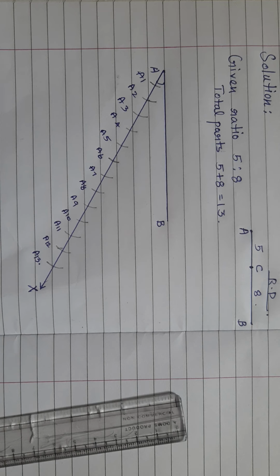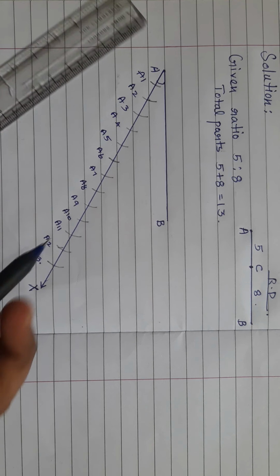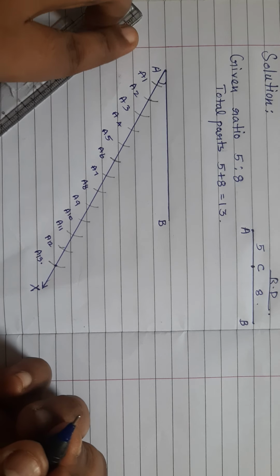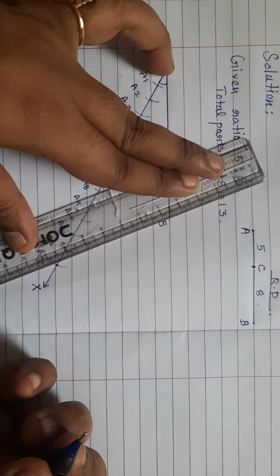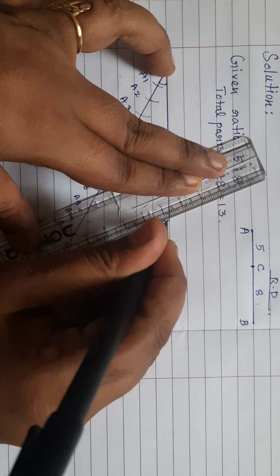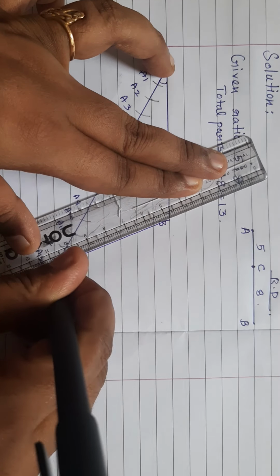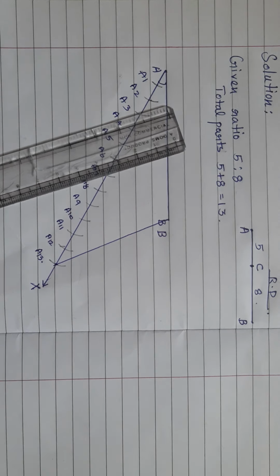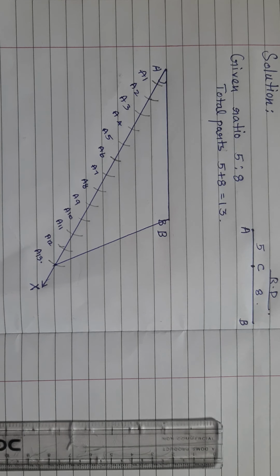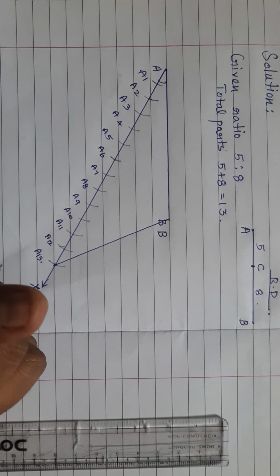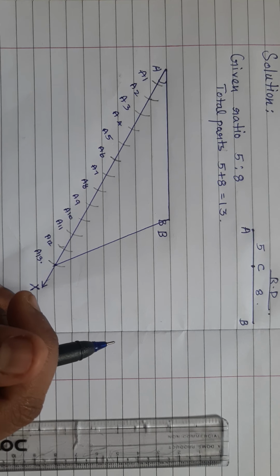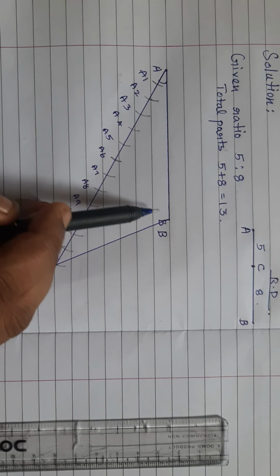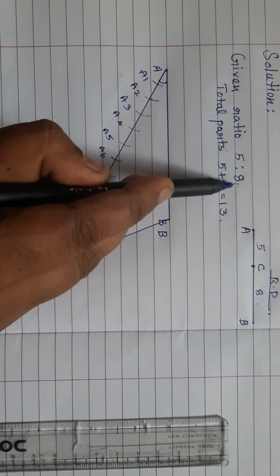After that, what you are going to do? Then you join the 13th. You join A13 and B. Now you have joined A13 and B. What is the next step you are going to do? You are going to split the line segment in the ratio 5:8.